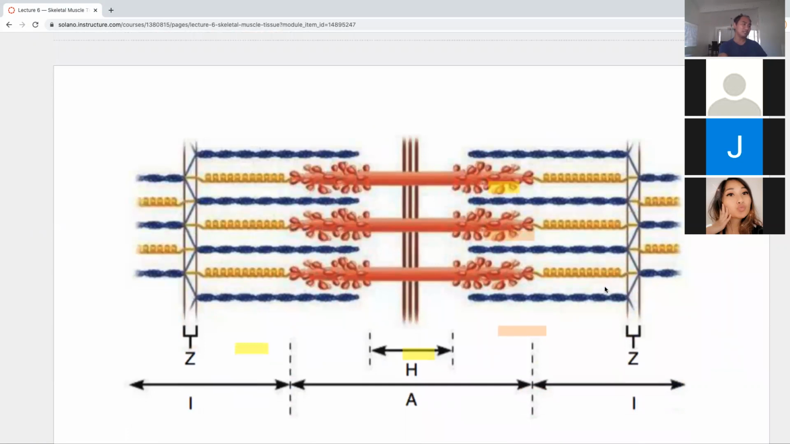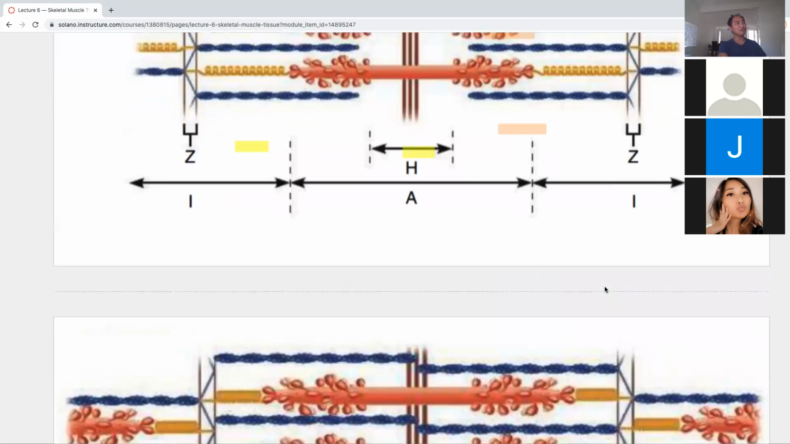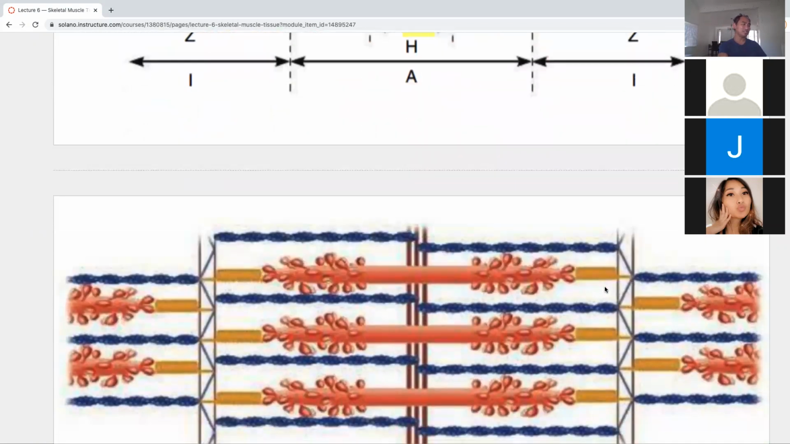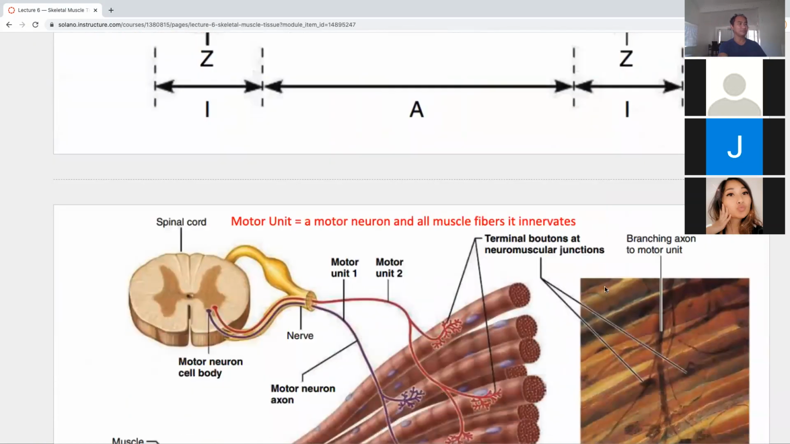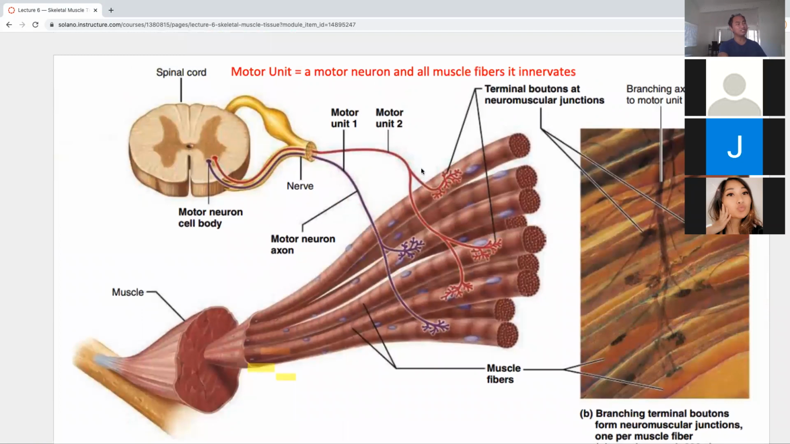So this is the relaxation. And this is the contraction. And don't forget the motor unit. A motor unit is one single motor neuron and the muscle fibers it supplies.